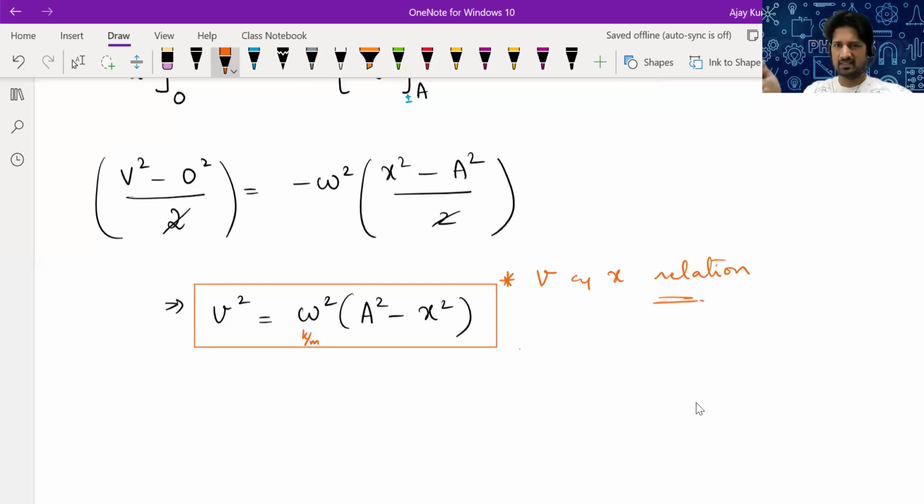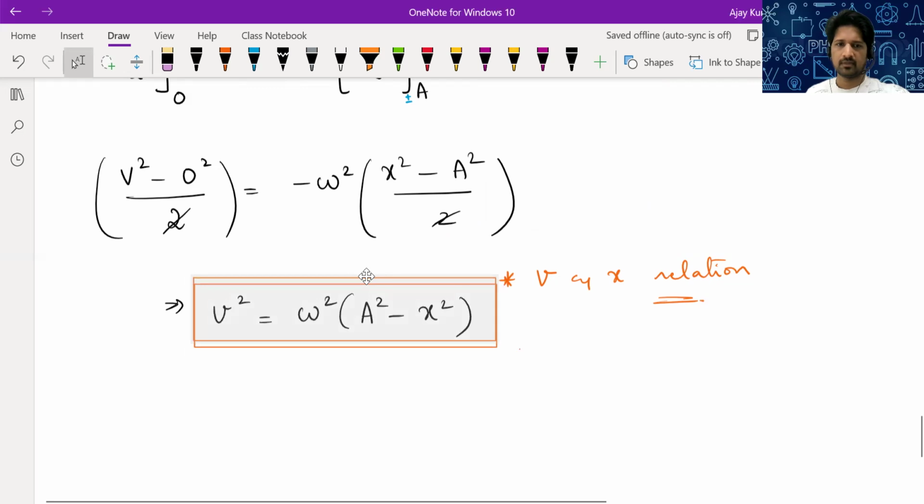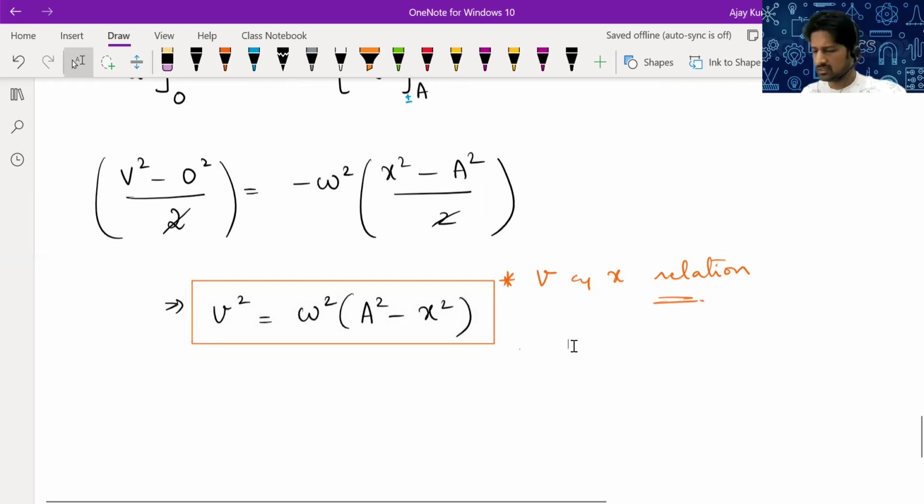You can even assign a direction. If the position is to the right of mean position, direction will be to the left. If position is to the left of mean position, direction will be to the right. So this is how speed and displacement in simple harmonic motion are related. Remember, x stands for displacement from mean position. What we got here is something very useful for solving problems as well as for further derivations. We got a relation between V and x.